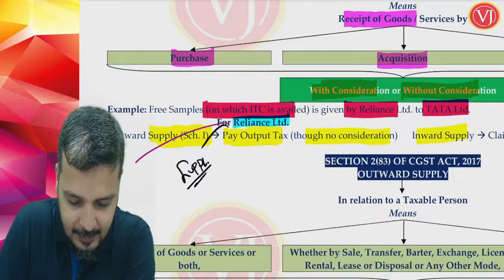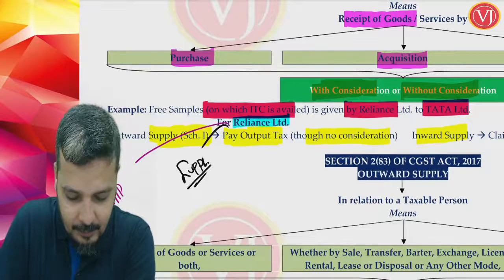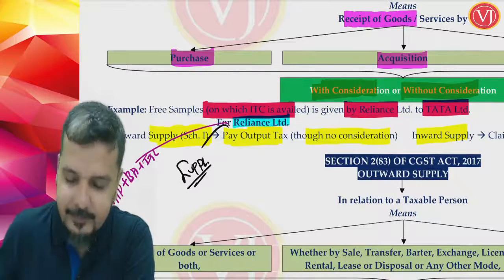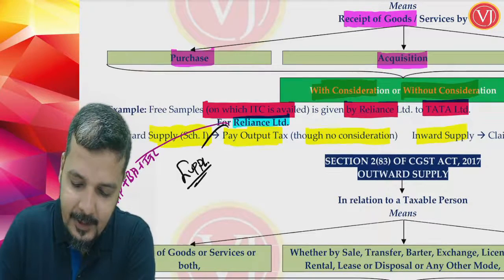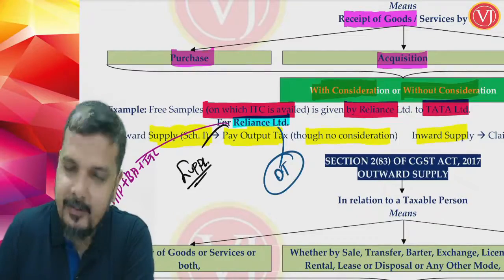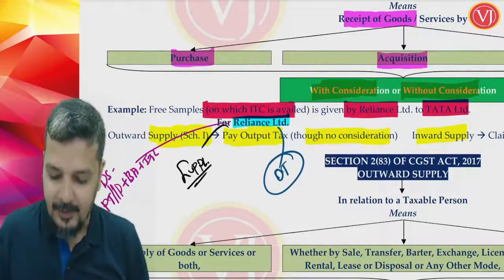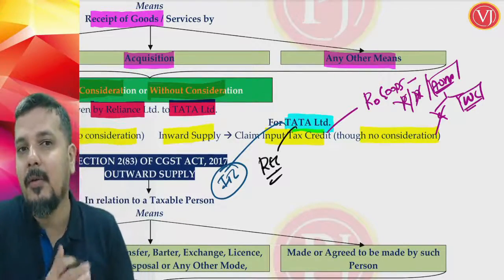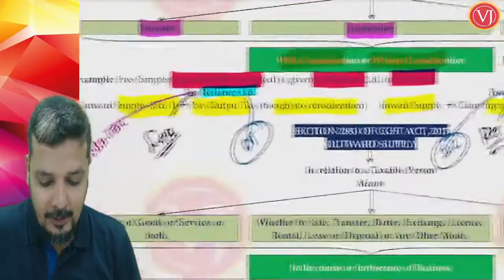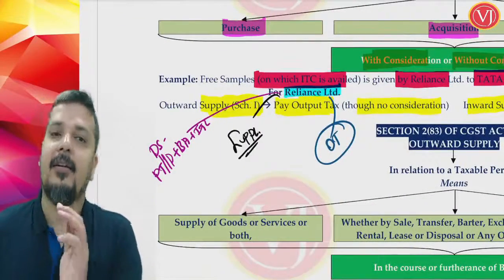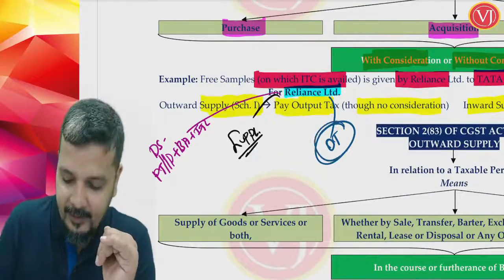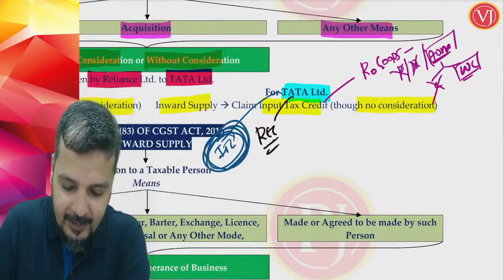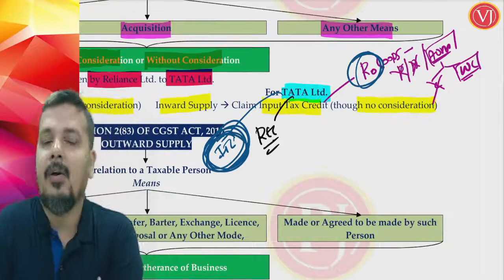Why? That is a permanent transfer or disposal of business assets on which Reliance Limited has enjoyed ITC. So Reliance Limited will end up paying output tax, though there is no receipt of consideration, and Tata Limited will end up taking input tax credit, though it has not paid anything for it. So now you're looking at one from the angle of Reliance Limited, not talking about ITC but talking about output tax on deemed supply, and the other from the angle of Tata Limited, from the angle of input tax credit, where you're talking about receipt of goods.